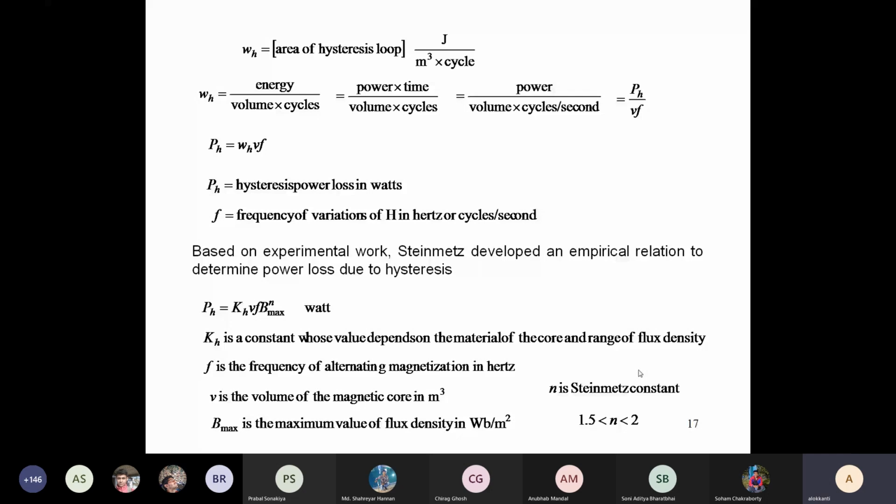Yeah, kh will differ, but this is actually an empirical formula given by Steinmetz by doing thousands and thousands of experiments, because it is very difficult to calculate the area under the hysteresis curve. So he got an approximation formula which is kh V f B max to the power n. This n will be defined by the material. And n is any value between this range.